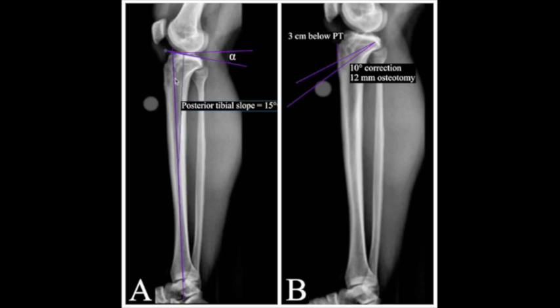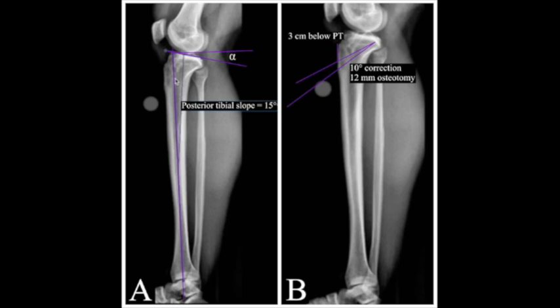The anticipated correction angle and width of osteotomy wedge was calculated, as seen in Figure B. We always start 3 centimeters below the patella tendon insertion, with our hinge positioned about 5 millimeters anterior to the PCL insertion site. In this patient, a 10-degree correction corresponded to a 12 millimeter cut.